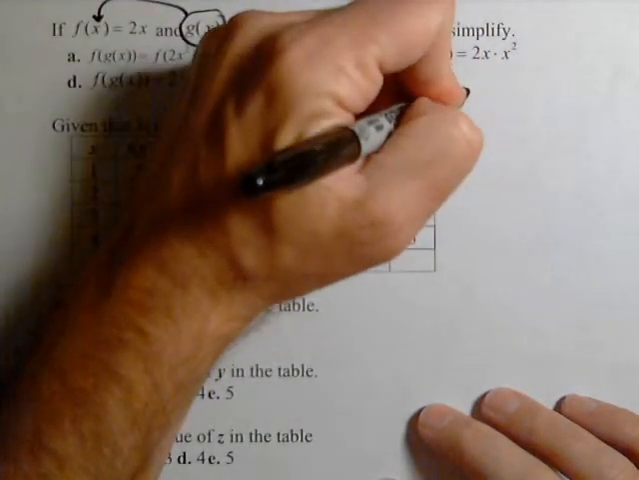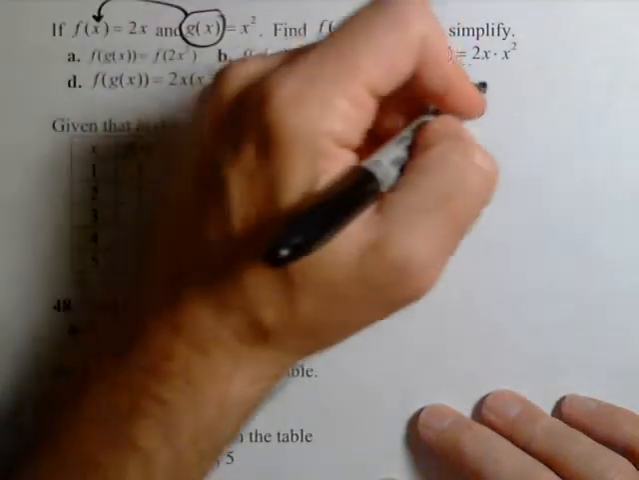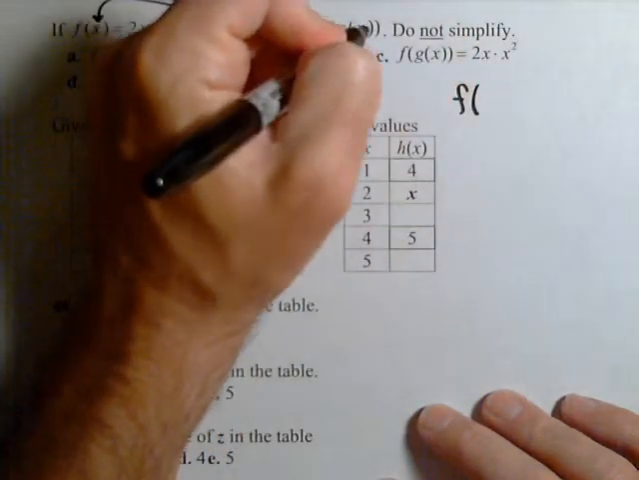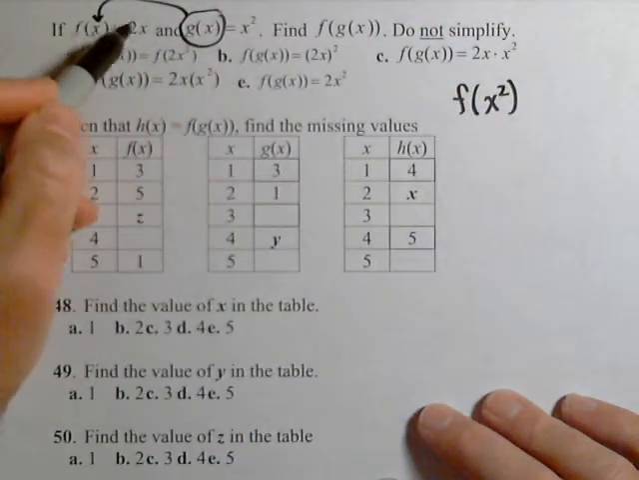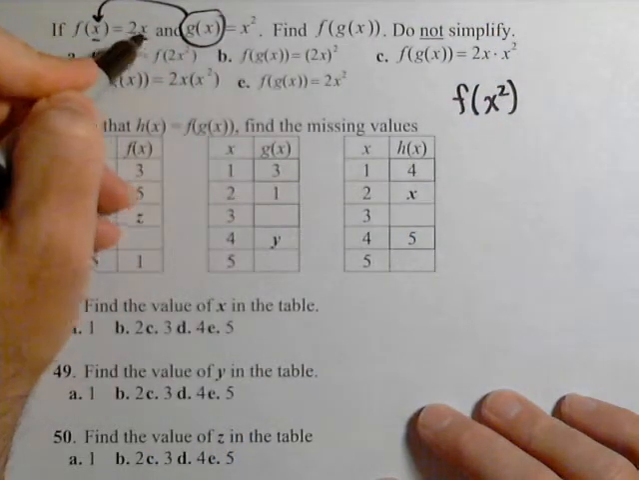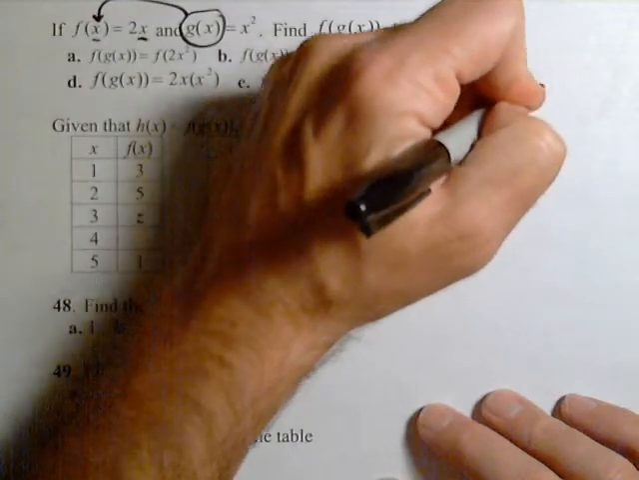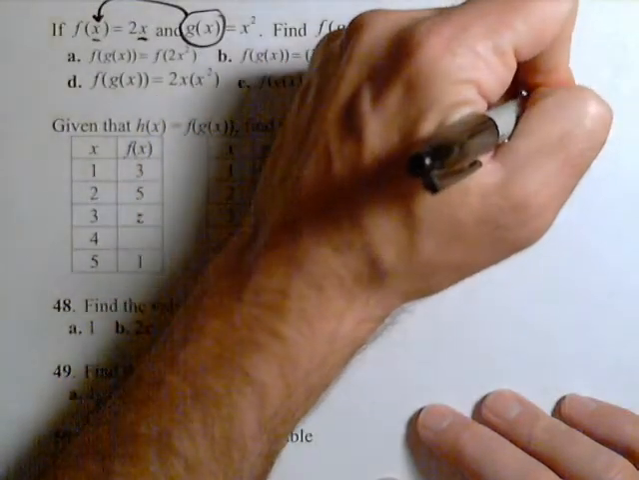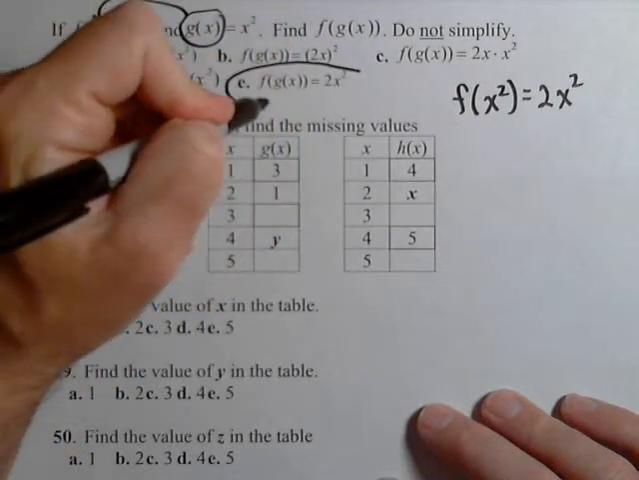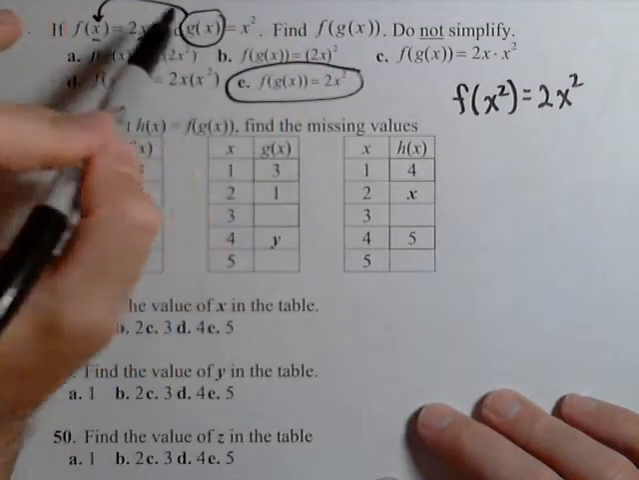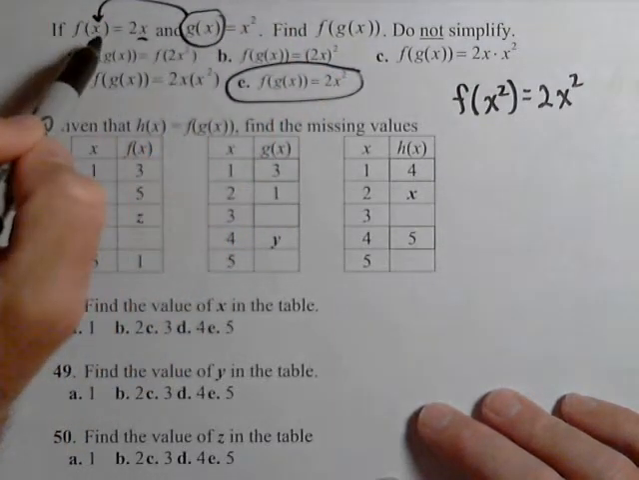So what we're actually trying to find is f of, and I'm going to just replace g of x with what it is, x squared. Now f of x is 2x, so that means I'm replacing every x with an x squared. So I have 2 times x squared. And there's my composition. So really pay attention to what's going in as the input.